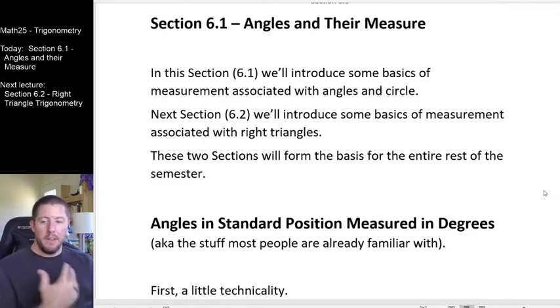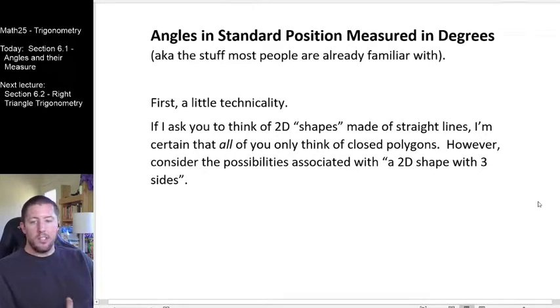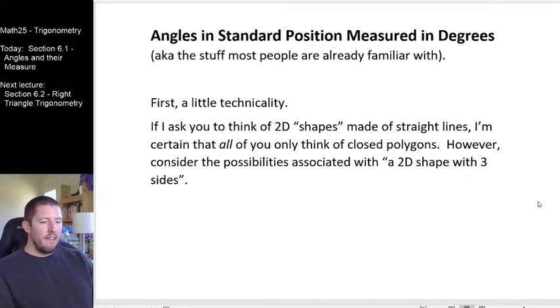We'll spend the next video discussing triangles, right triangles specifically. So, angles in standard position measured in degrees, also known as stuff people are already generally pretty familiar with. So, let's start with a little bit of a technicality on a definition here.